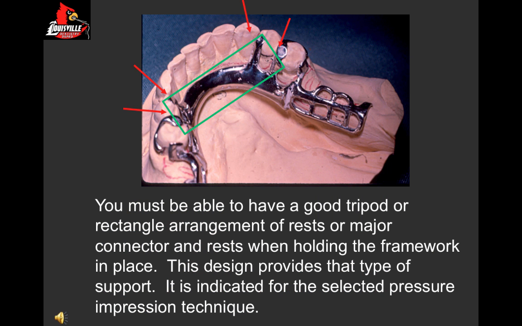As I said before, you must be able to get a good tripod effect or a rectangular effect when holding the framework in place while the impression is being made. This cast provides really good support. It is indicated for a selective pressure impression technique very easily. You do not put pressure on the posterior areas while you're doing the impression. Otherwise, that anterior framework may lift away from the teeth and you'll get an inaccurate impression.